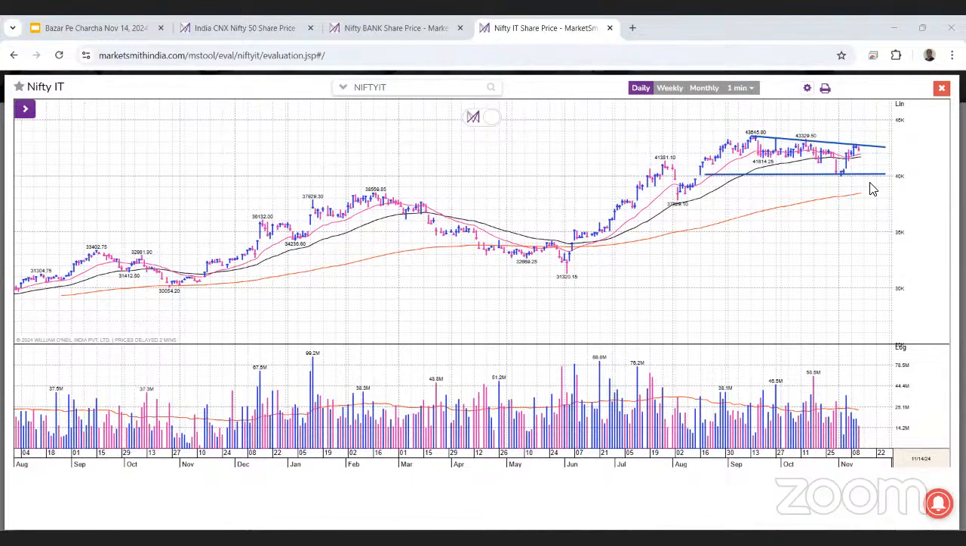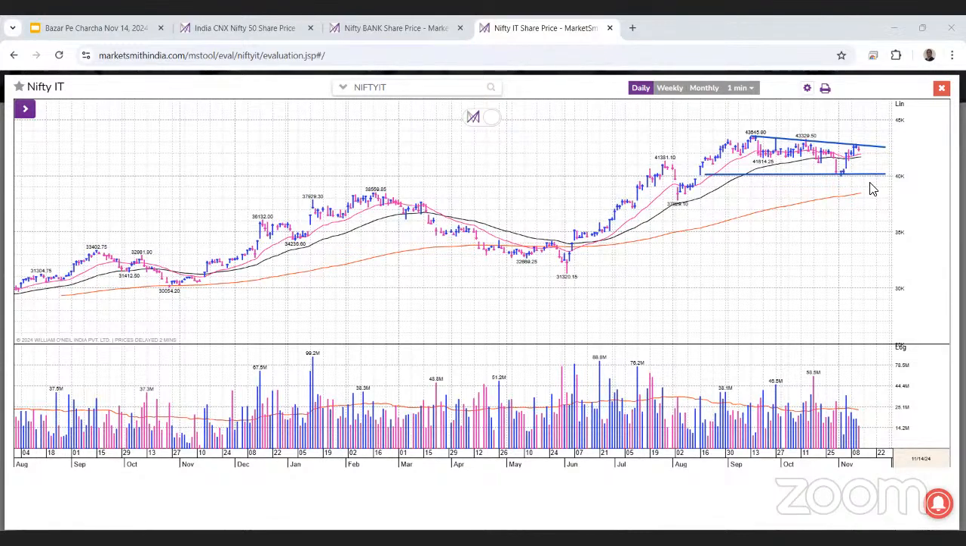But suppose from here Nifty slips below the 200 DMA decisively and remains traded below it. Then maybe IT will also enter a sideways kind of zone, and that zone is roughly 40,000 to 43,000.